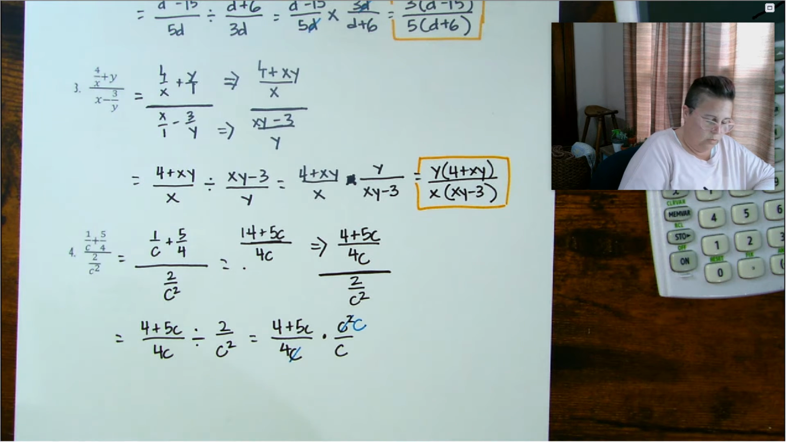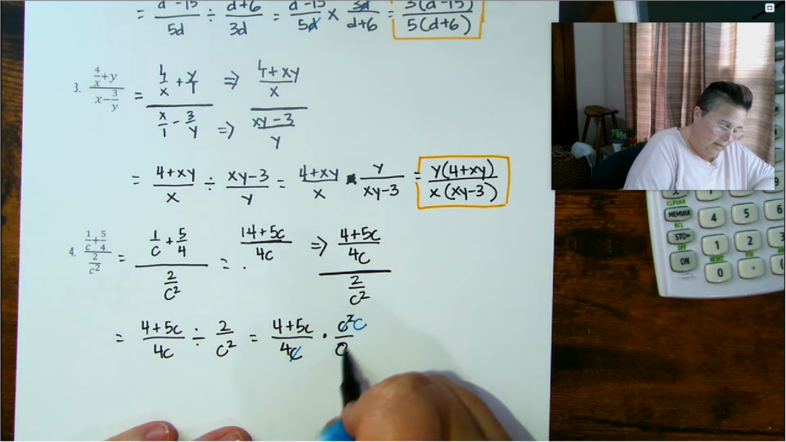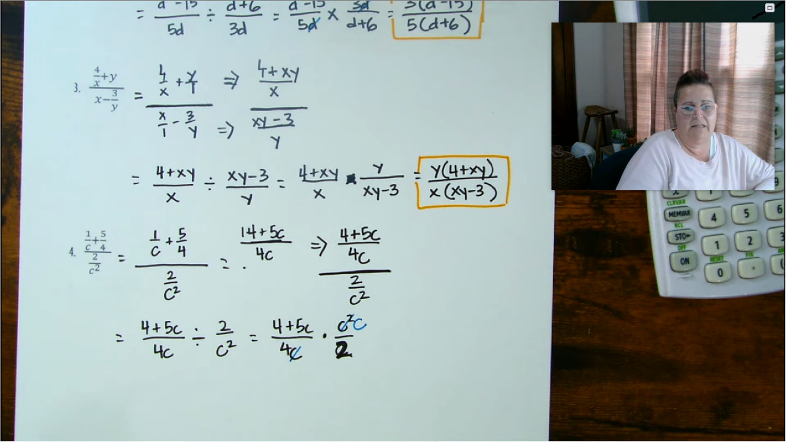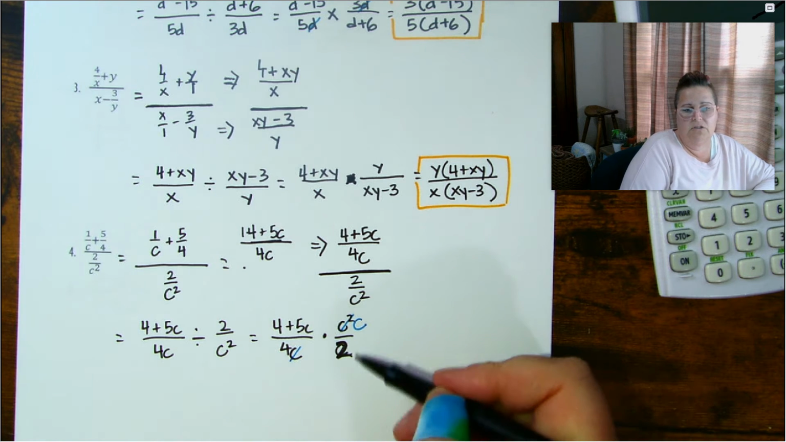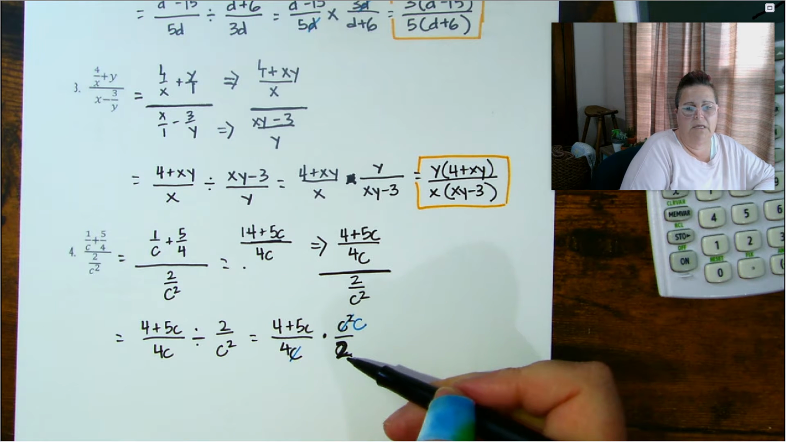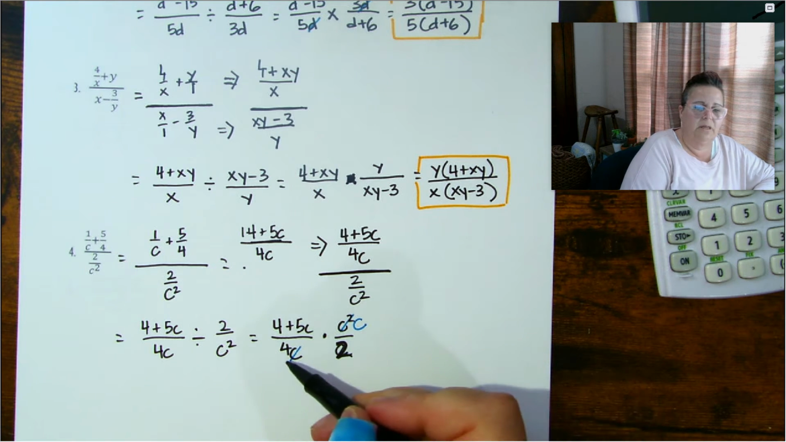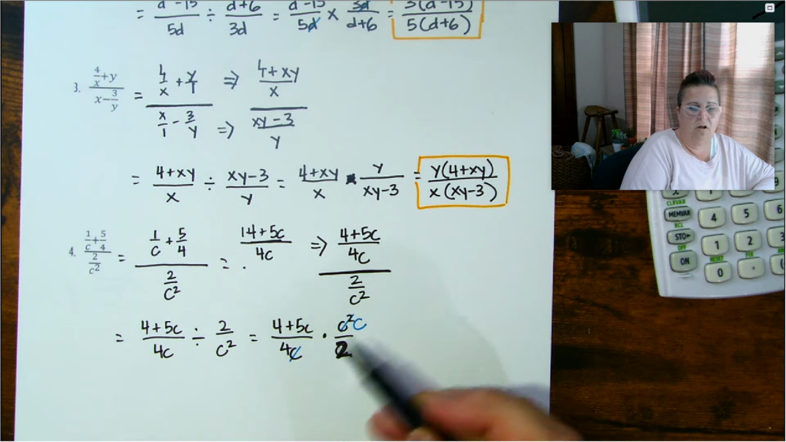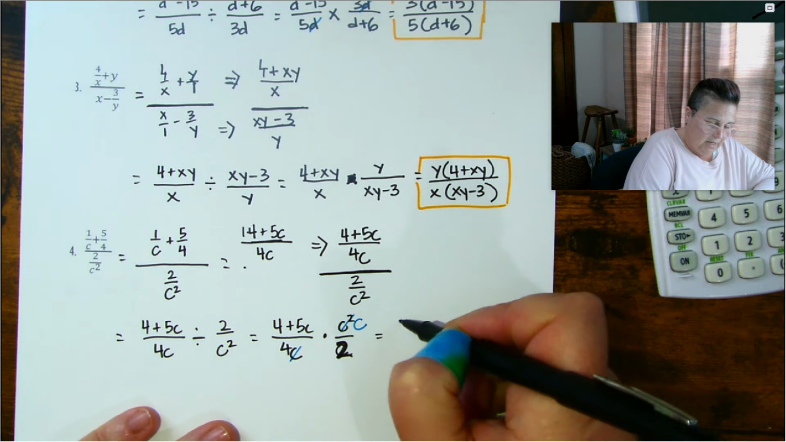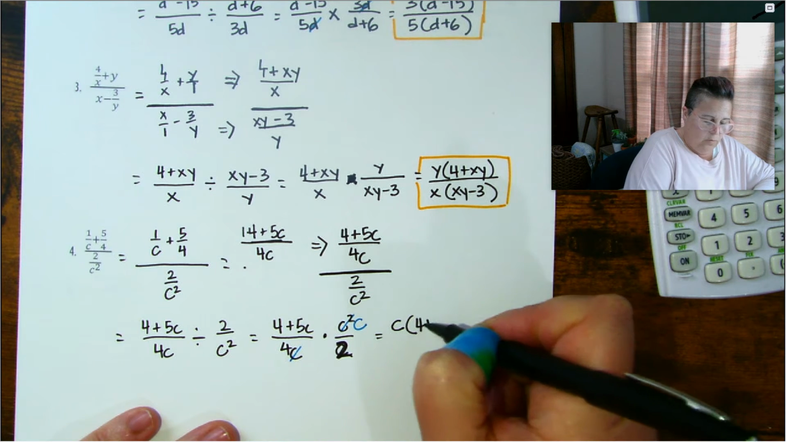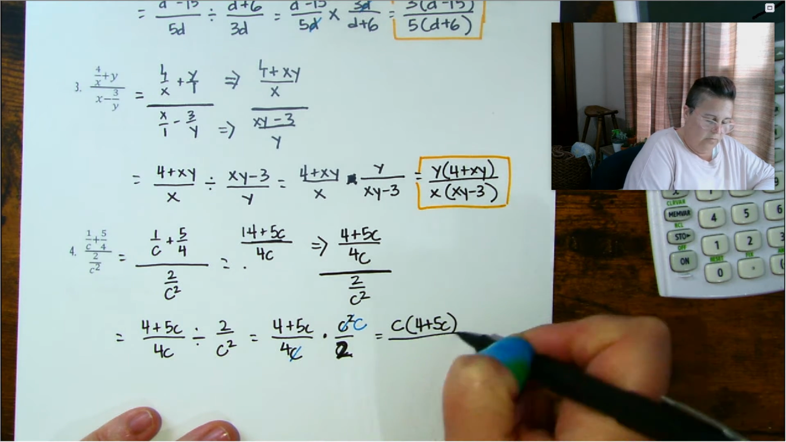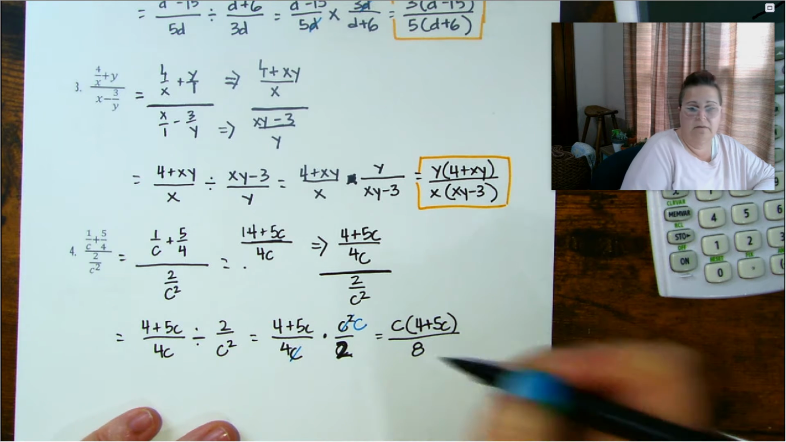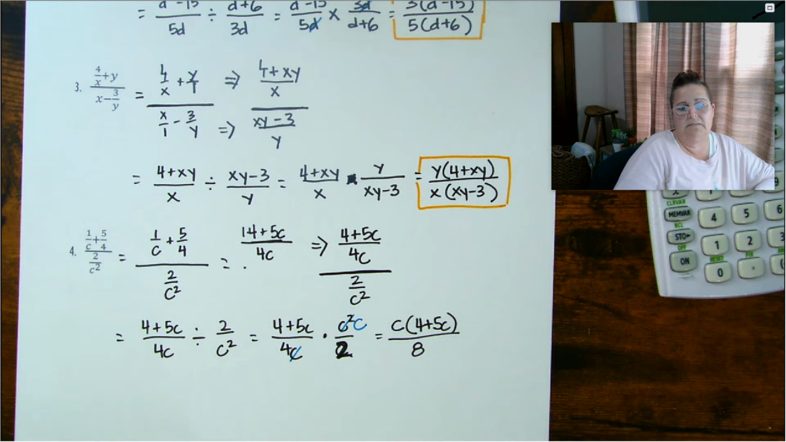Oh, that should be a 2. Good Lord, I'm glad I caught that. Okay, I was going to say, why would that cancel? That's a 2. C and 2 doesn't cancel. Does the 2 cancel? I can't cancel the 2 with that 4, and I can't cancel the 2 with the 4 plus 5c, because that's all together. So I think I have c, 4 plus 5c, over 4 times 2 is 8. And I think that's as much as I can do.